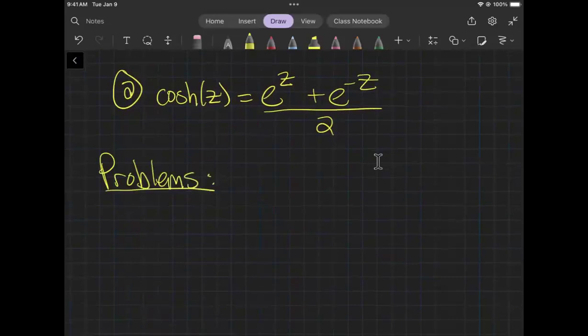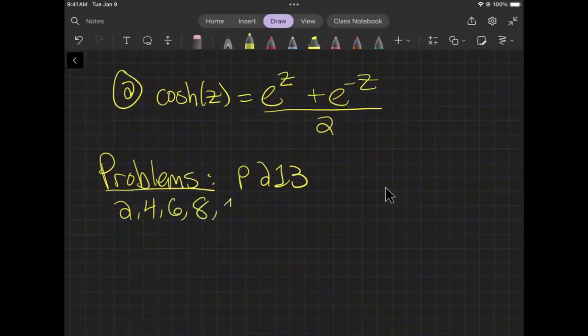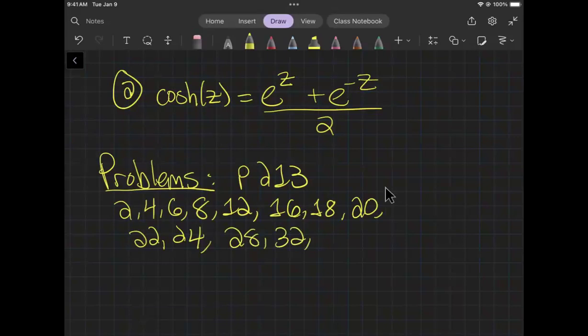Here's some problems for you to work with. And these are page 213: 2, 4, 8, 6, 8, 12, 16, 18, 20, 22, 24, 28, 32, 33. Those are problems for you to work with.